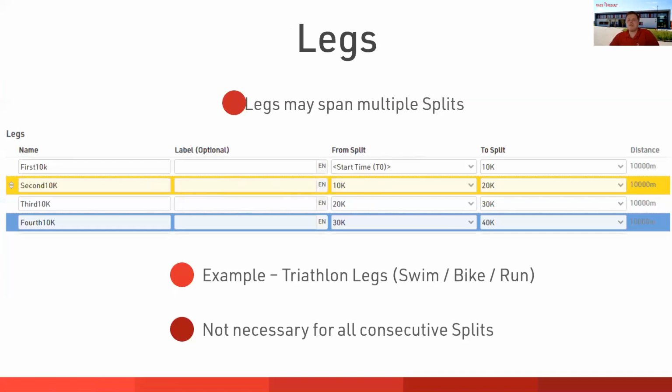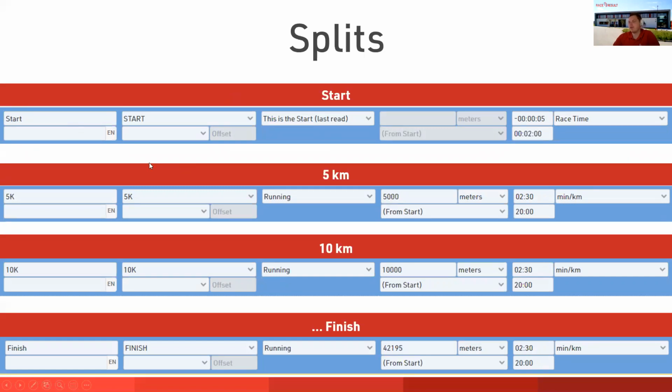A very good example usually for legs is triathlon legs. You have the swim, bike, run, and you have the transition zone in between. But if you have consecutive splits, so for a triathlon, for example, if you really only have a swim out, swim in, bike out, bike in, run out, finish, then you don't need to set up legs. Because for every split, automatically you will be able to call the last sector. So with a 10K, you can always also call the last sector, which would be 5K to 10K. We will look at that a bit later.